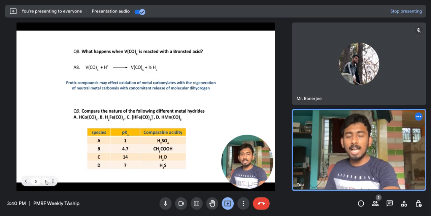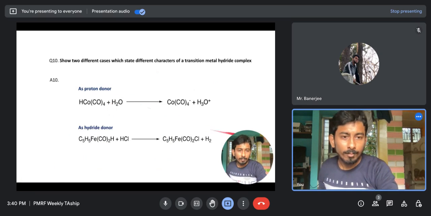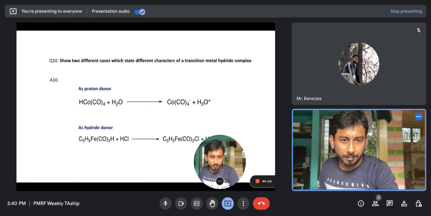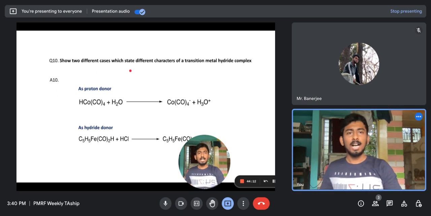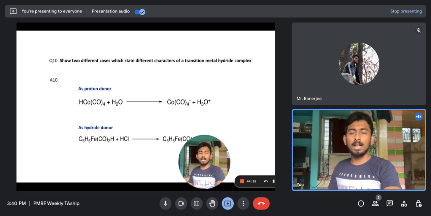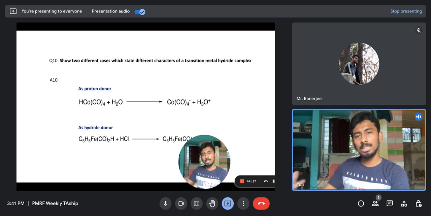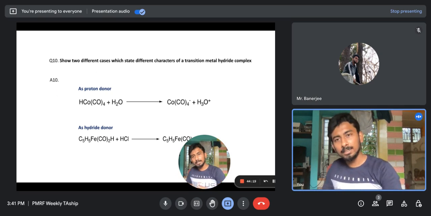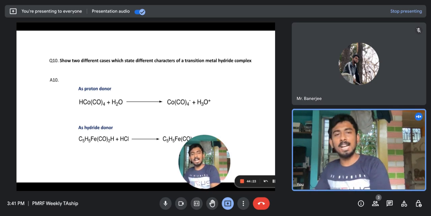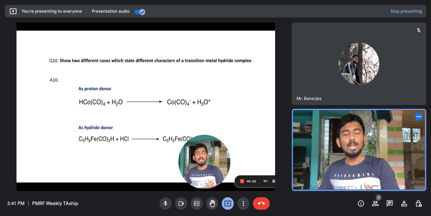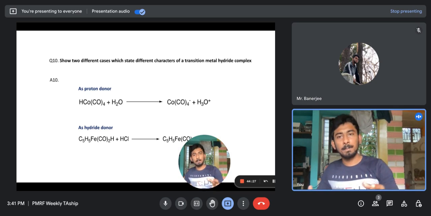So now we'll come to the last question of this discussion. The last question is regarding showing two different cases which state different characters of a transition metal hydride complex. I have already stated this in the last slide. A transition metal hydride can act with a hydridic character, a neutral character, a basic character, or a protic behavior.